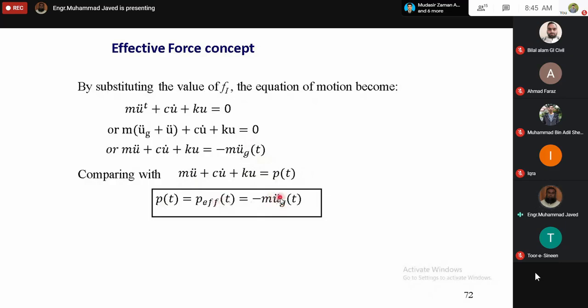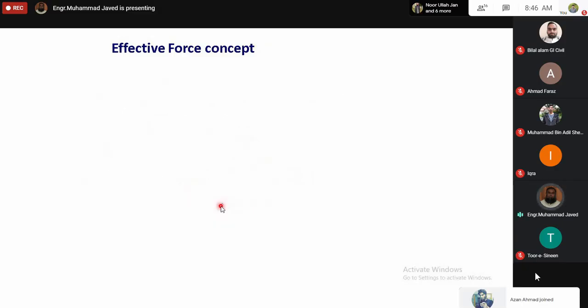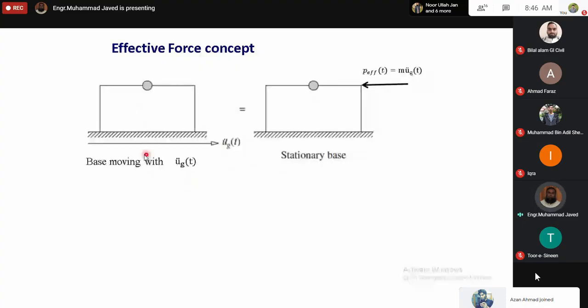Therefore, this MUG double dot T is known as effective force. And by using this concept, we can replace a system whose base is moving with acceleration UG double dot with a stationary structure whose base is stationary, and there is a force acting at the top end whose direction is opposite to that of ground acceleration and whose magnitude is MUG double dot T.